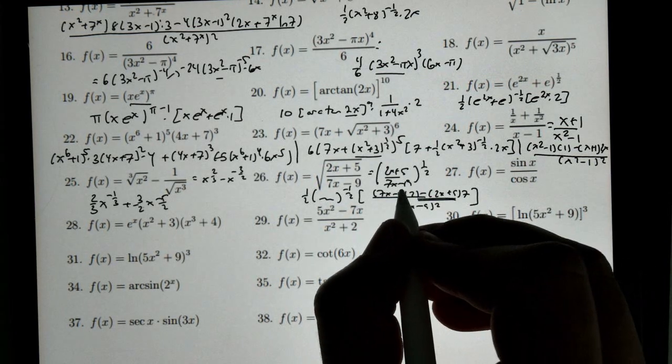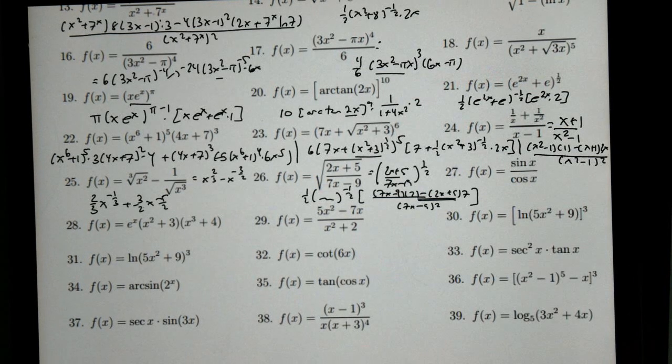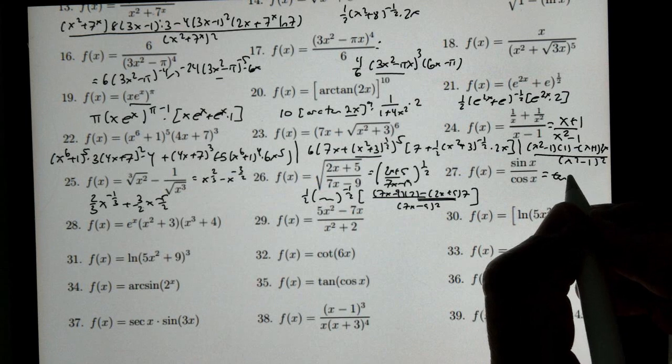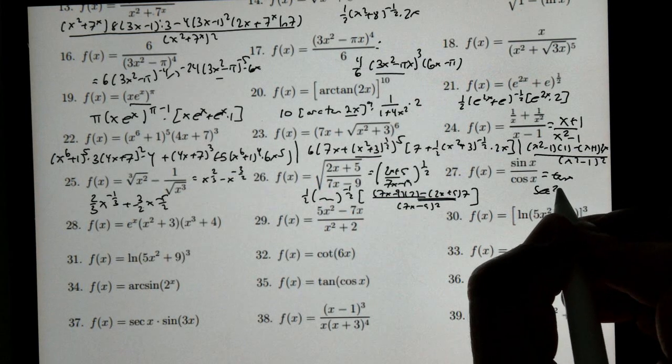That should be minus 9. There. All right. Easy peasy. Oh, look, that's just tangent. How nice is that? That's just secant squared of x.